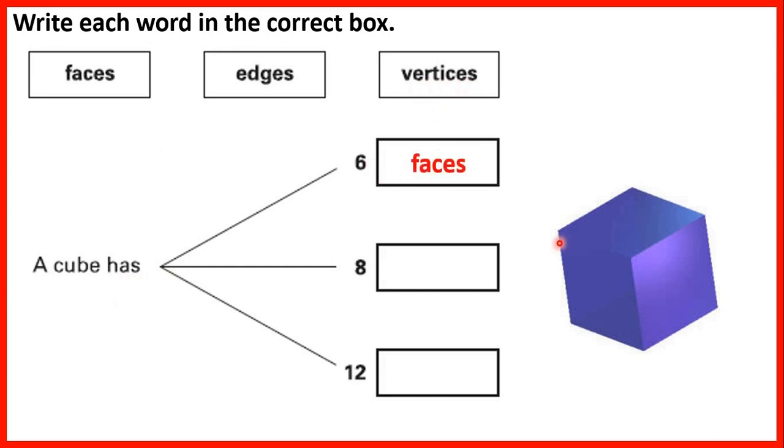Now the vertices are the corners or the pointy bits. We have 4 vertices at the top, but we also have 4 vertices at the bottom of our cube, so that's 8 vertices altogether. And then the edges are like the lines joining the faces. So we have 4 edges at the top, we have 4 edges at the bottom, and we also have 4 edges in the middle. So one of our edges will be round the back. So 4 at the top, 4 round the middle, and 4 edges along the bottom means that we have 12 edges altogether.